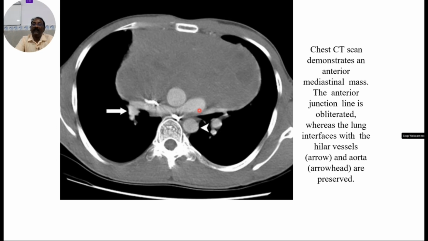See the CT chest. It demonstrates an anterior mediastinal mass. The anterior junction line is obturated, whereas the lung interfaces with the hilar vessels and aorta are preserved.